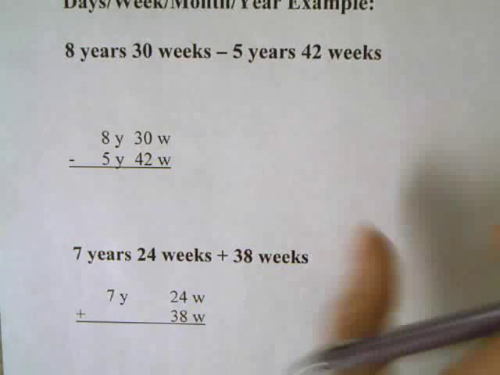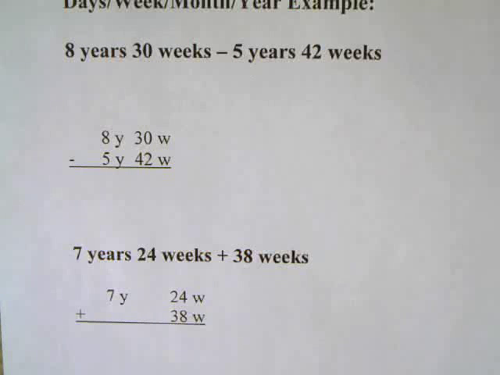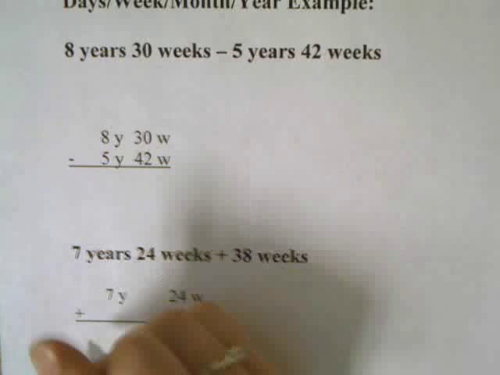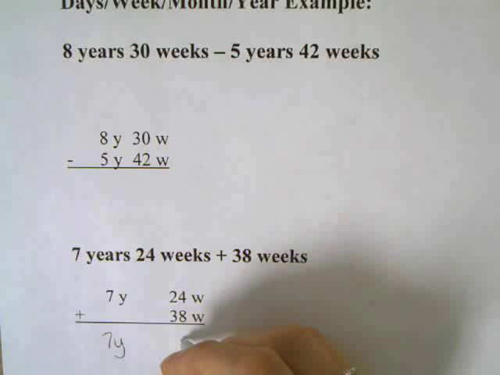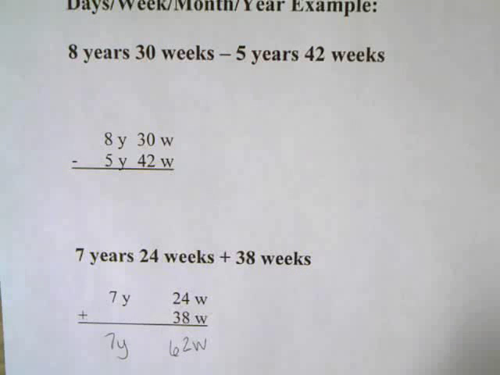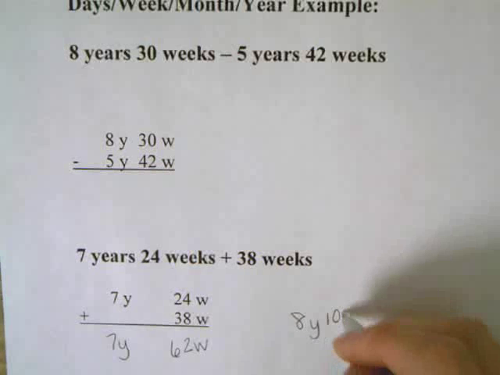This one down here: 7 years, 24 weeks plus 38 weeks. Blaine, what do we do first? You just add straight. You add the weeks first. Which is 62 weeks. Is that the answer? No, it's going to be 8 years, 10 weeks.